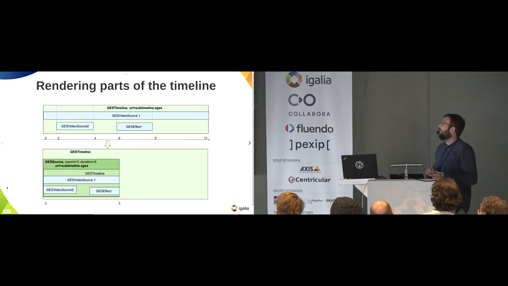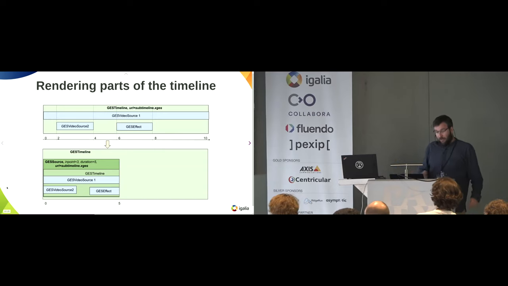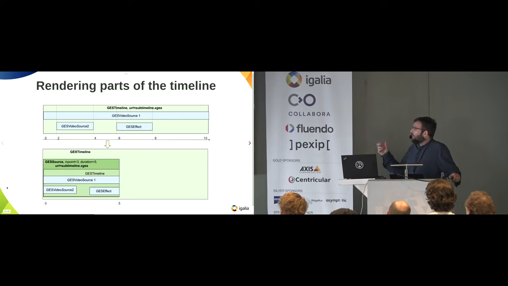Basically, if you have a timeline with one source that lasts for 10 seconds, then you have another source that we have from second 2 to second 4, and then we have some effects. And what we want is basically render only from the third second to the fifth second, no, for a duration of 5 seconds, right? That's what that diagram says.